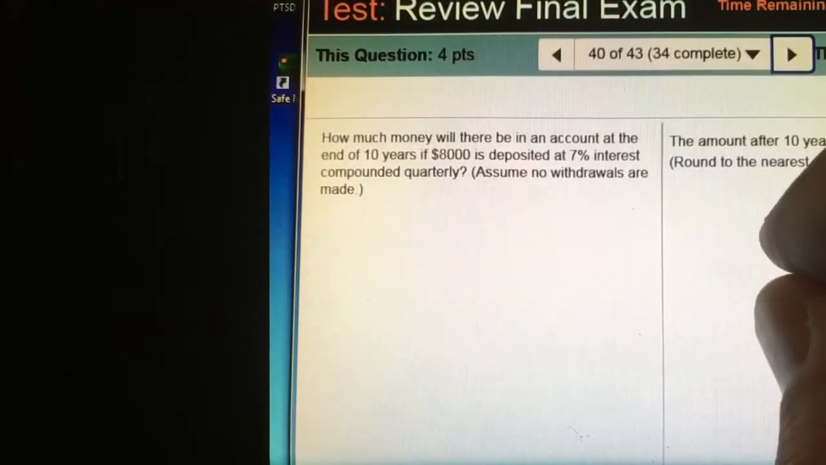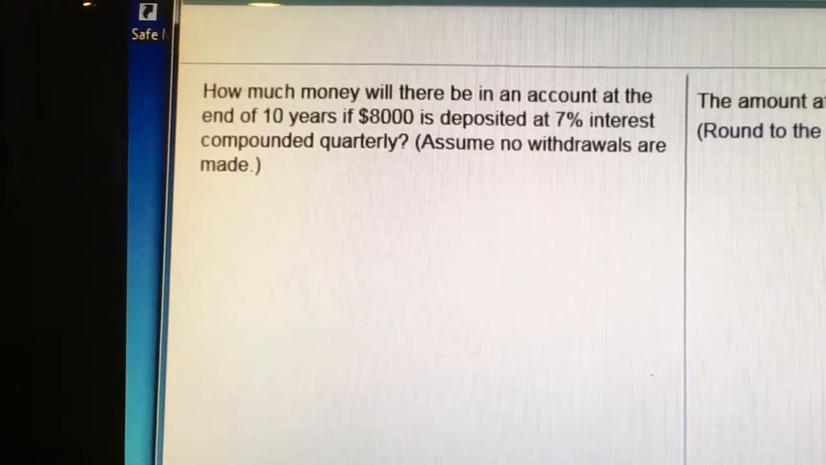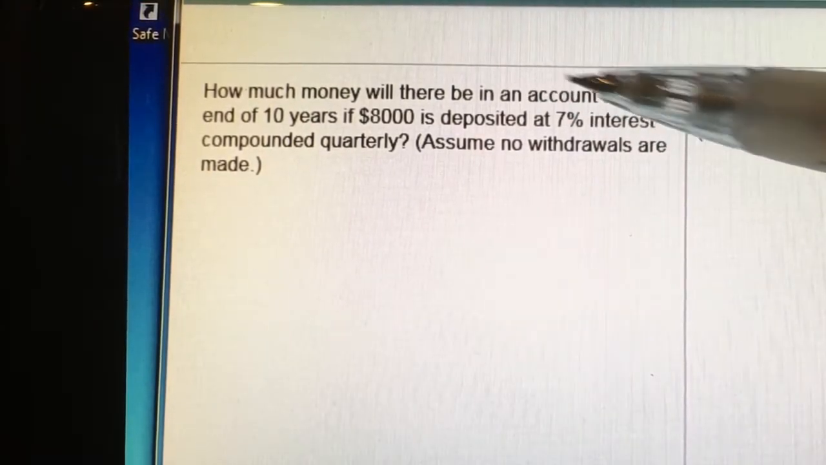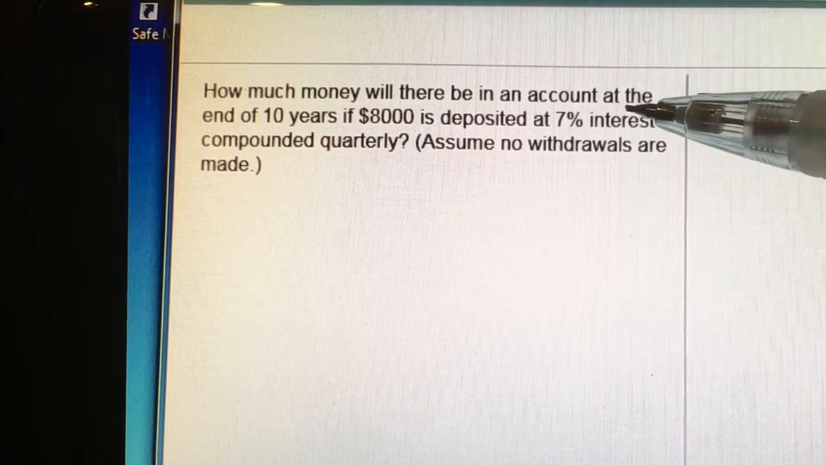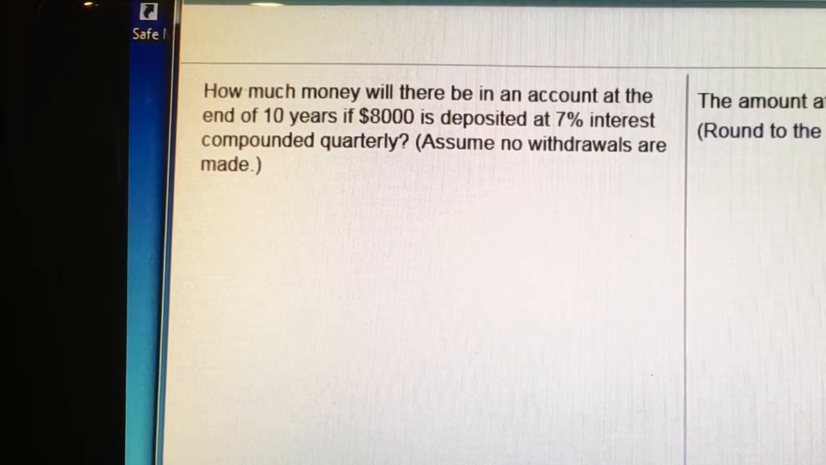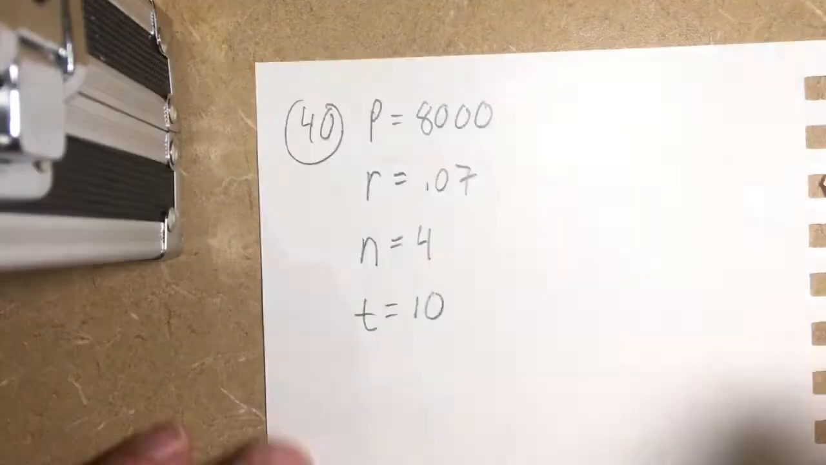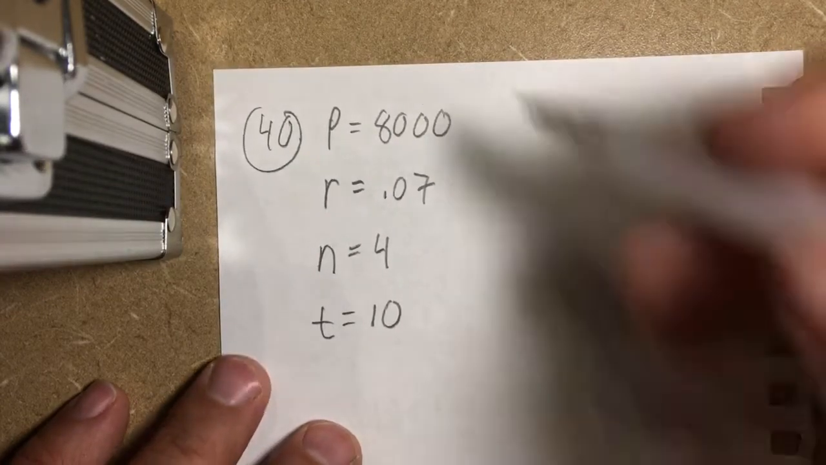Number 40 is another money problem. How much money will there be in an account at the end of 10 years if $8,000 is deposited, compounded quarterly, no withdrawals? This is a PERT problem. There's the particulars, it's $8,000.